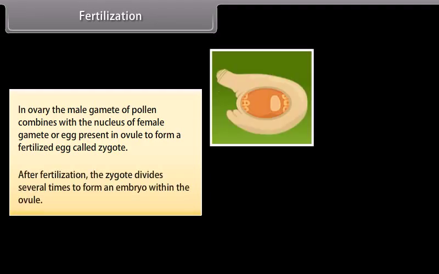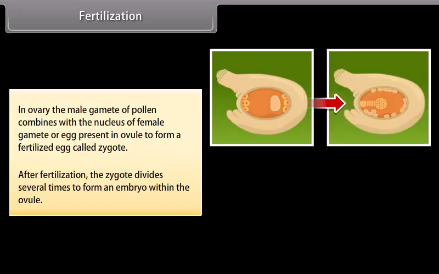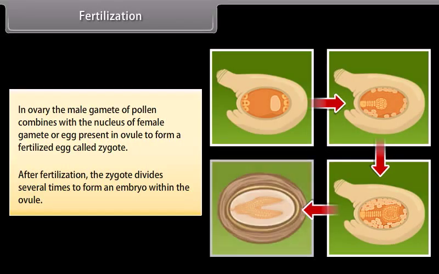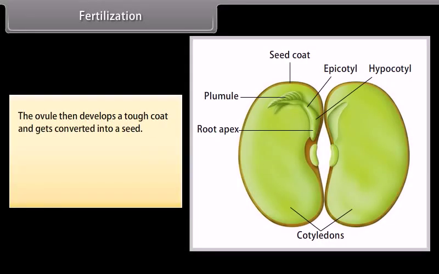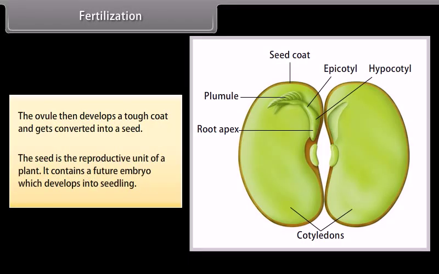After fertilization, the zygote divides several times to form an embryo within the ovule. The ovule then develops a tough coat and gets converted into a seed. The seed is the reproductive unit of a plant. It contains a future embryo which develops into a seedling.